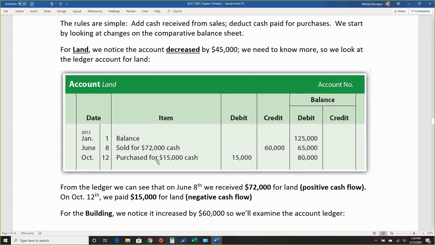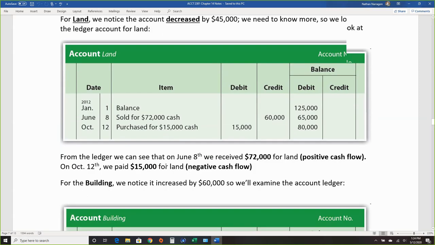Again, if we sell, cash is coming to us. We want to add. There's a purchase. Cash is going out. We're going to subtract. That's it. It gives us our numbers. We don't have to do anything else. We just look at the cash movement.